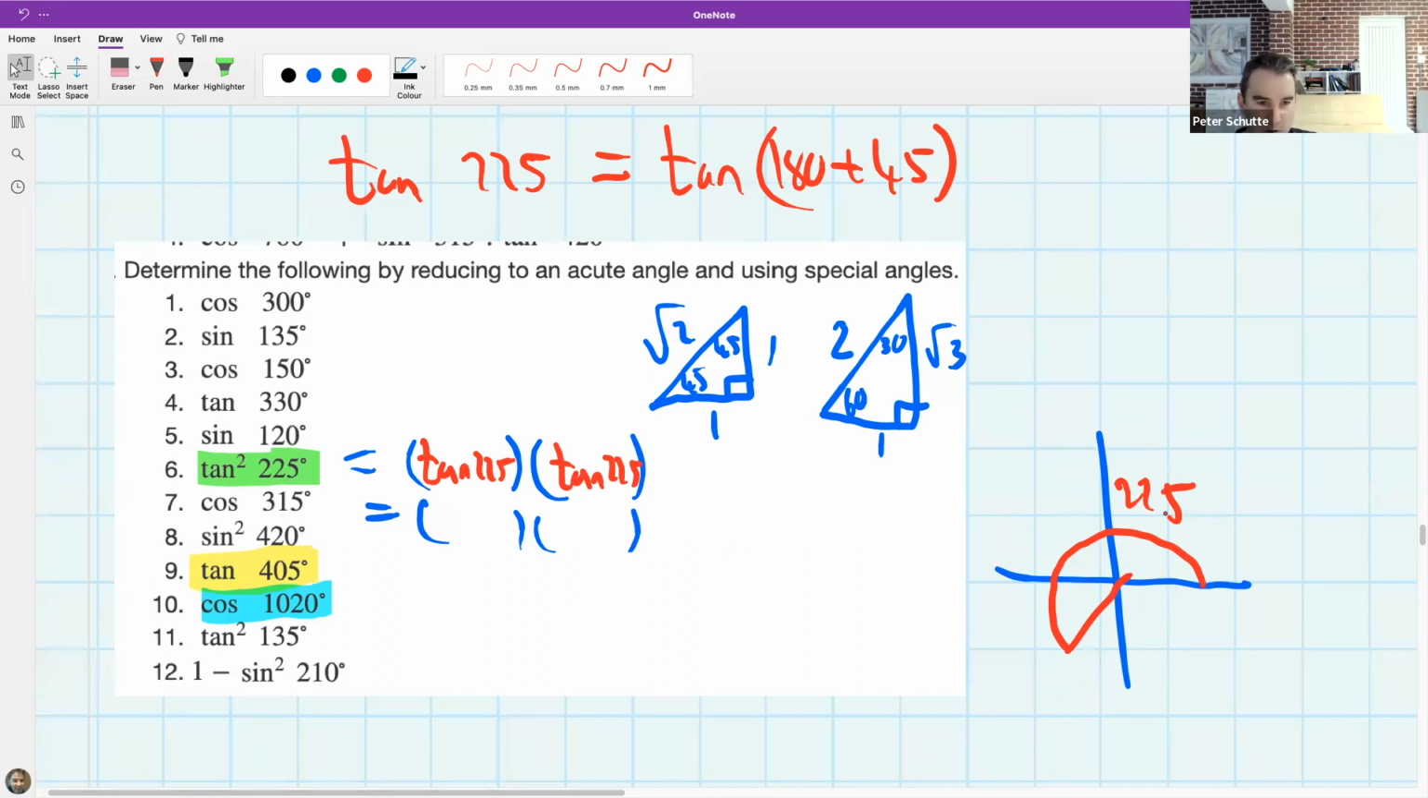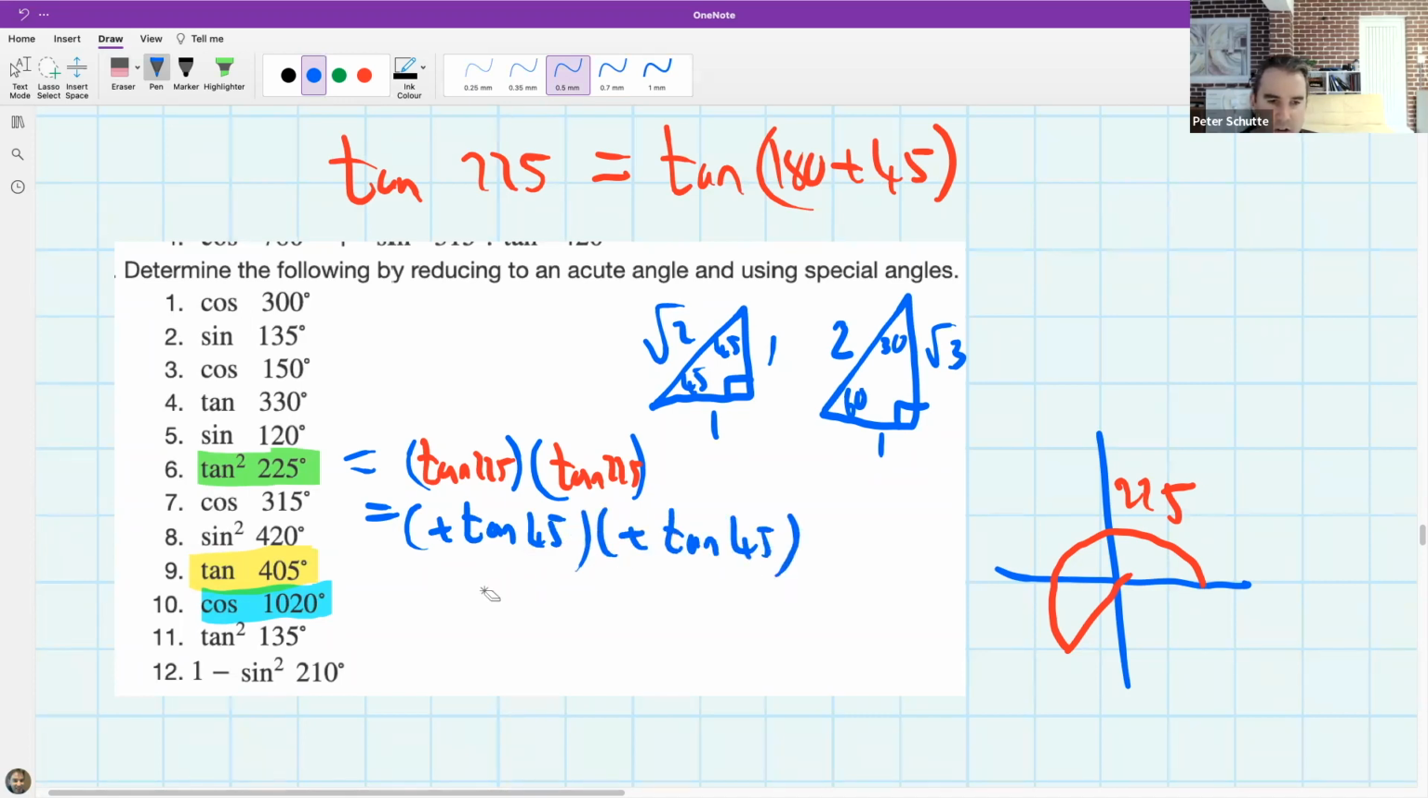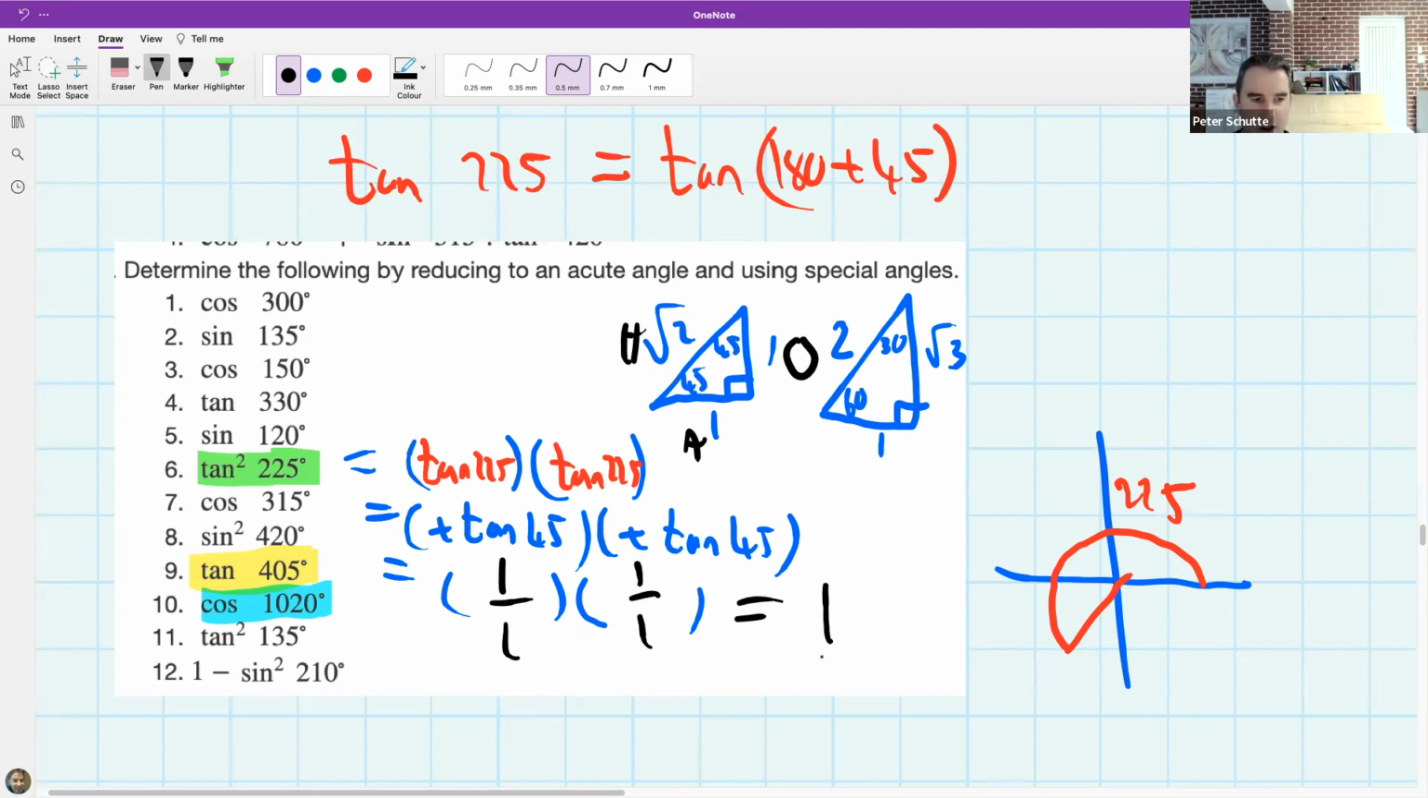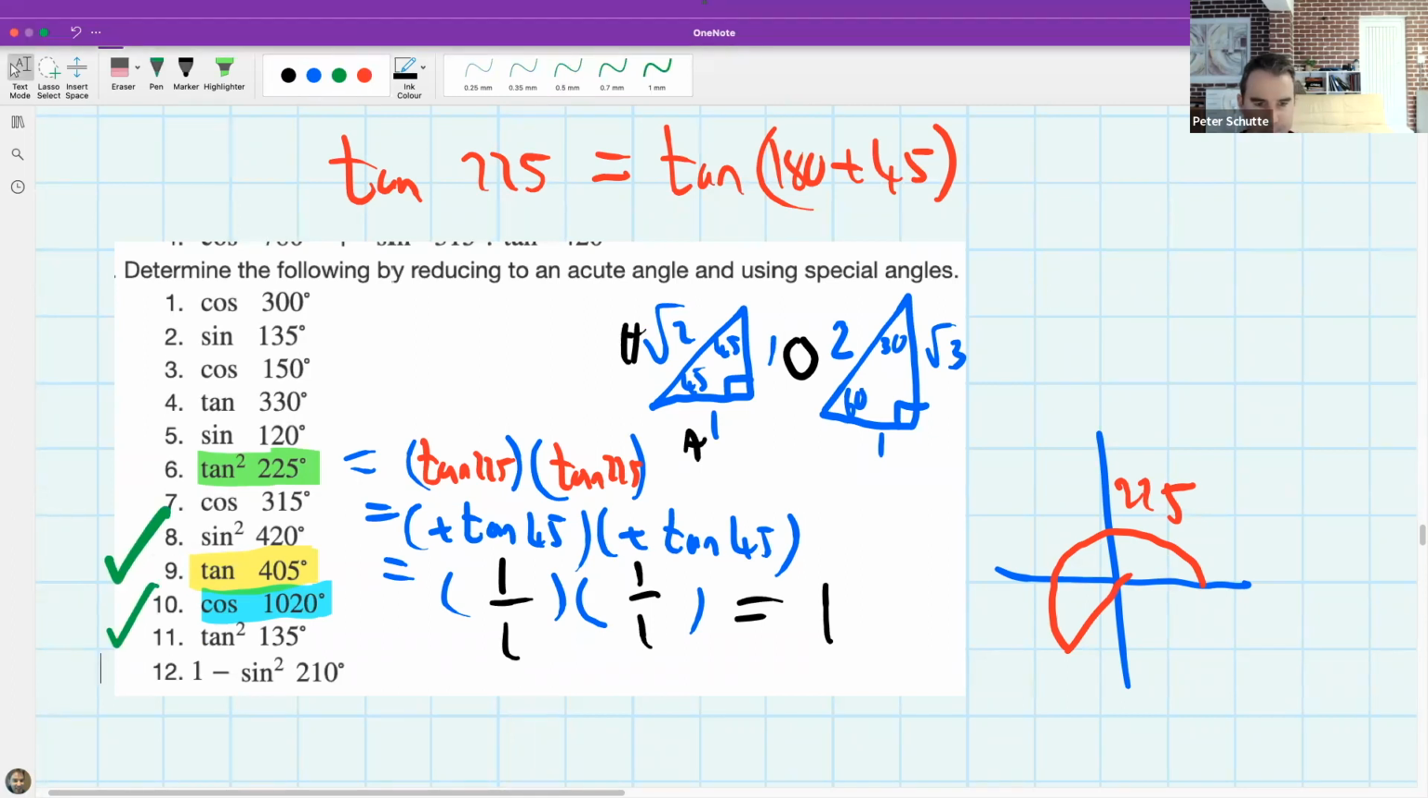Now, I like the fact that I'm in quadrant 3 because I'm dealing with tan, which means this is plus tan 45. And this one over here is plus tan 45. So all I need is a value for tan 45, and that should give me my answer. Can anybody use the special triangle to evaluate tan 45 times tan 45 without a calculator? So this is O, that's A, that's H. But in tan, it's just going to be 1 over 1 times 1 over 1, which is 1. I want you to do number 9 and number 10. Let's do those two. So the answer for 6 should be 1.